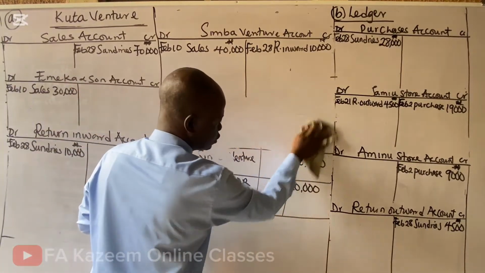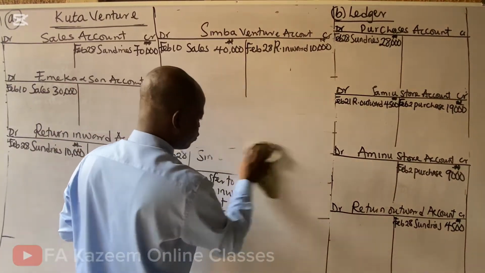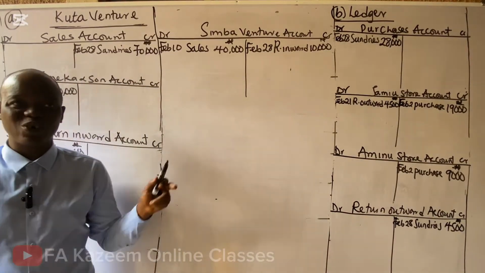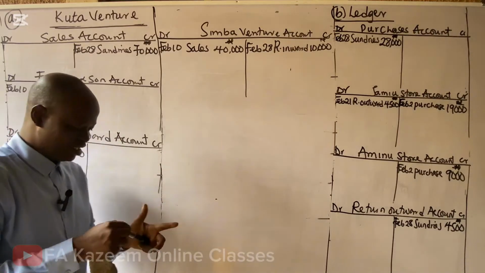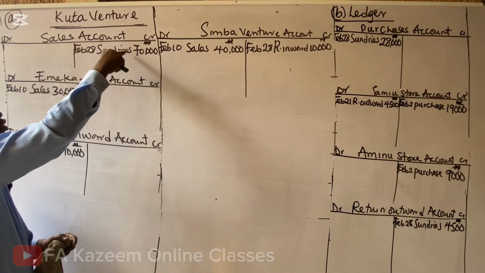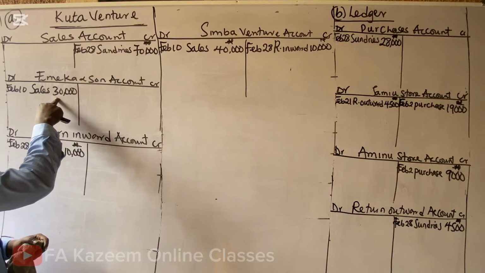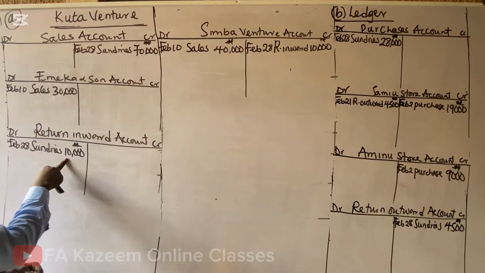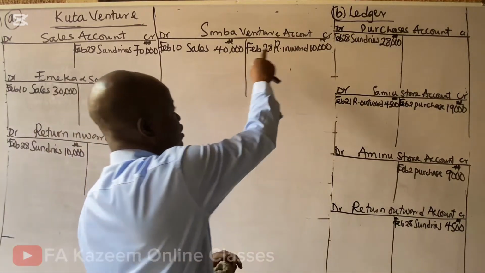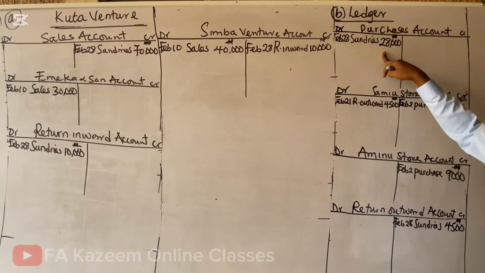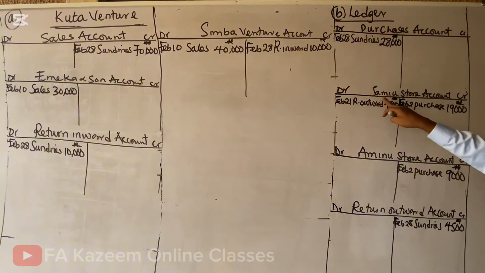Now, from the subsidiary book, it has been posted to the ledger. Please mind you, don't clean your subsidiary book, because we want to manage the board. What we do is that we transfer the sales day book to the sales account, and the sundries there represent Emeka and Simba. We transfer the return inward book to the debit side of the return inward account, and the corresponding entry is Simba. We transfer the purchases day book to the debit side of the purchases account, and for every debit entry, the sundries there represent Jami and Aminu, corresponding entry credit.